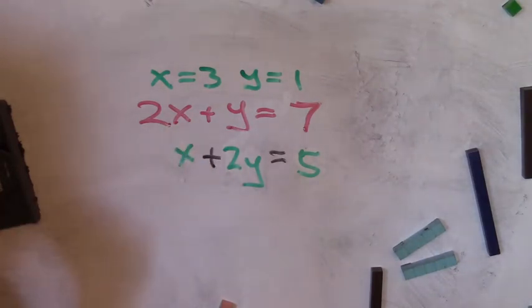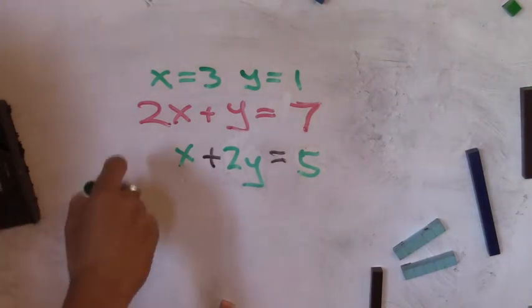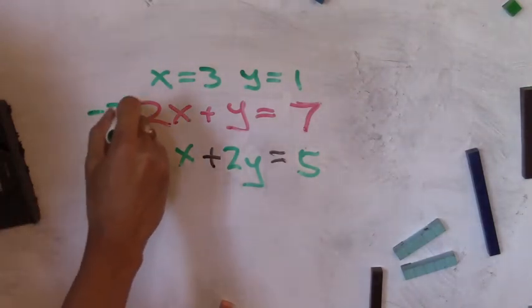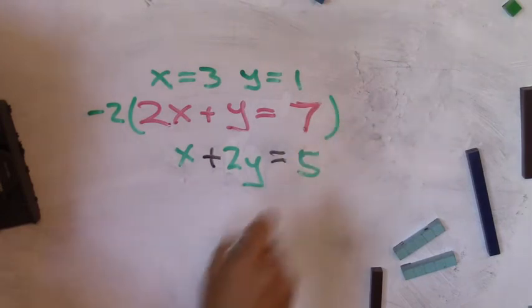And what I'm going to do is I'm going to multiply by a number to get rid of these variables. So I'm going to multiply by, which one should I do? I think I'll multiply this one by -2. The whole thing by -2. You see that?